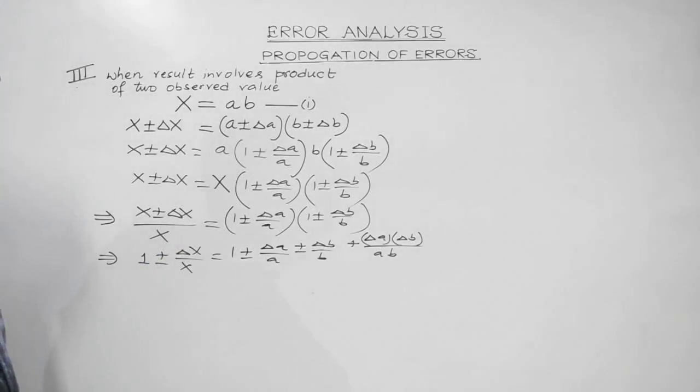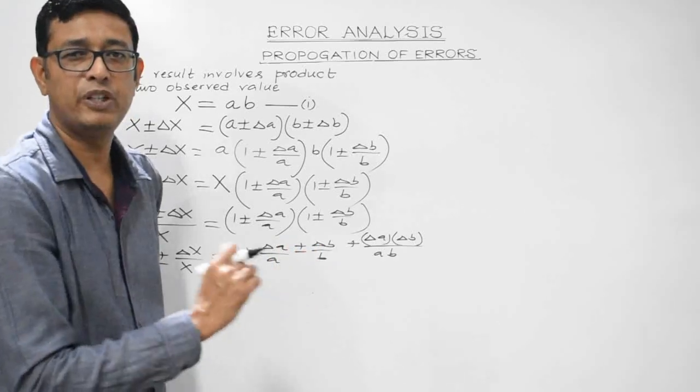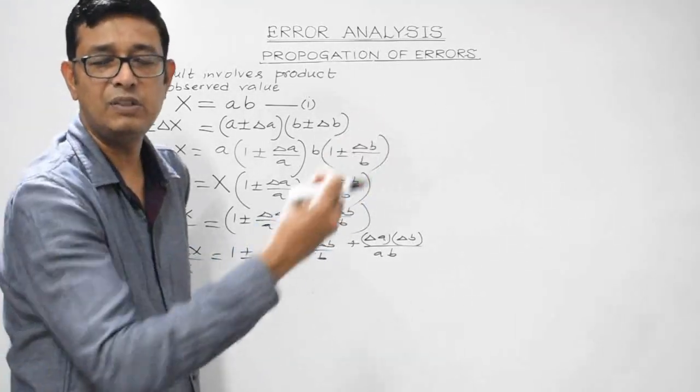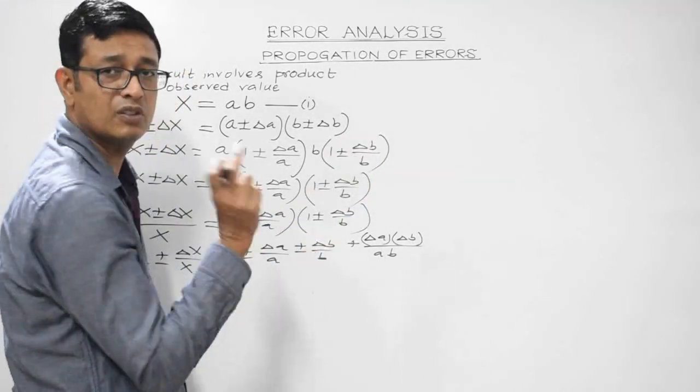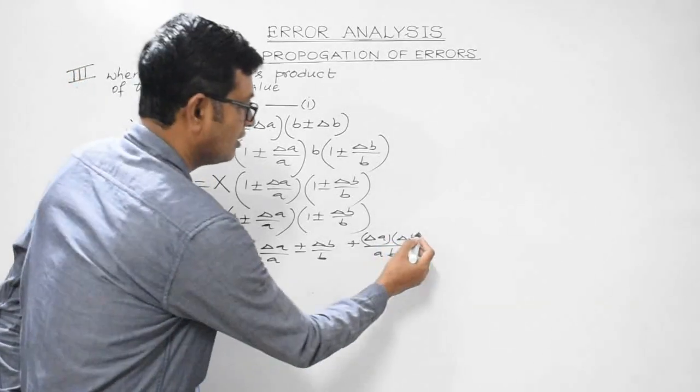So also remember del a, its absolute error, is very small as compared to a. Del b is extremely small when compared to b. It's a small error, representing small error. So what I mean to say is that, consider this term.